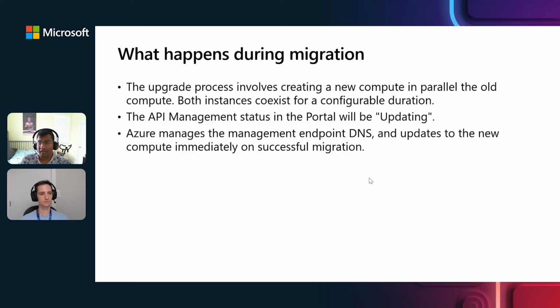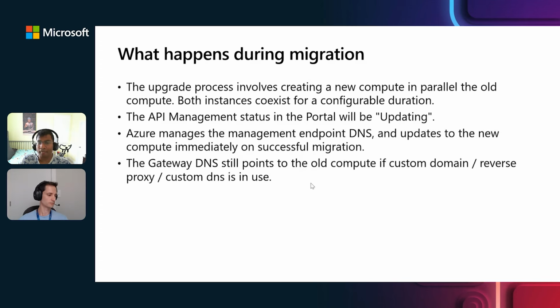So once the migration is completed, Azure automatically updates the management endpoint of the API management, right? Once the compute is successfully migrated, the migration process will automatically update the management endpoint to the new public IP that you would be providing. We'll talk about it a little later.